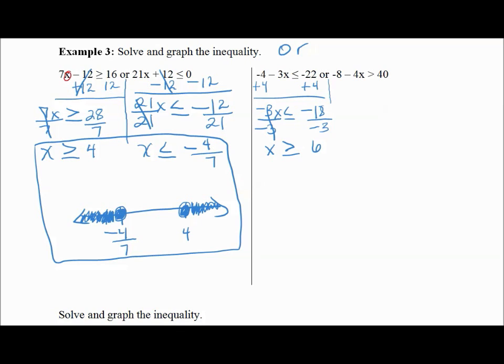For the other side, I'm going to do the same process. I have to get rid of this negative 8 first, so I'll add 8 to both sides of the inequality. That leaves me with negative 4x greater than 48. I'll divide by negative 4.